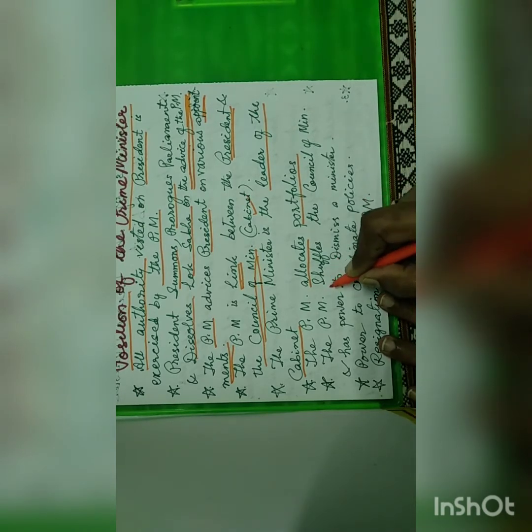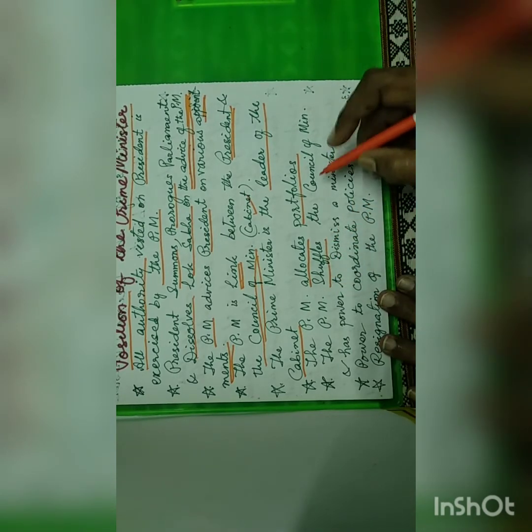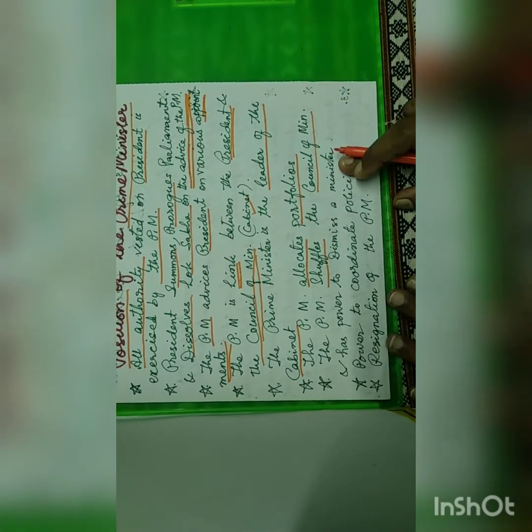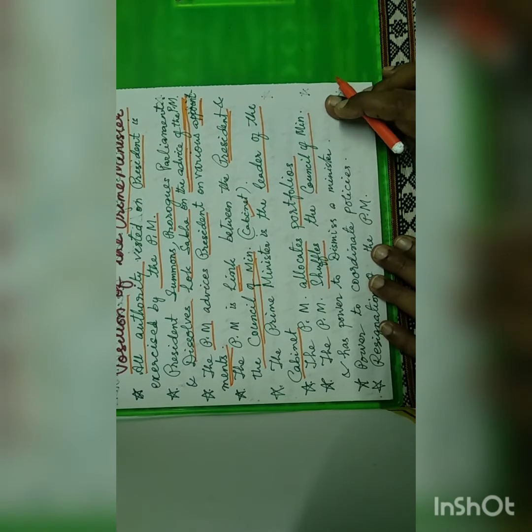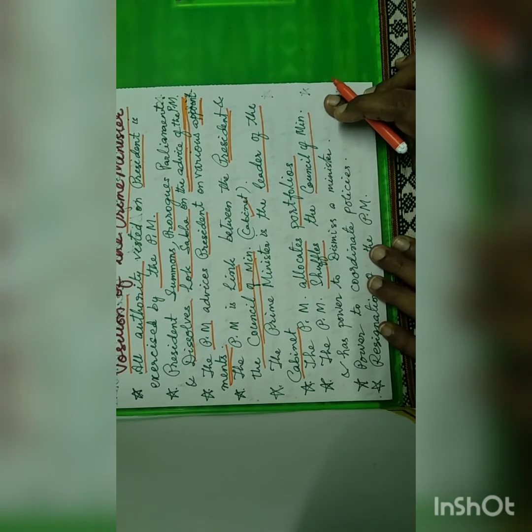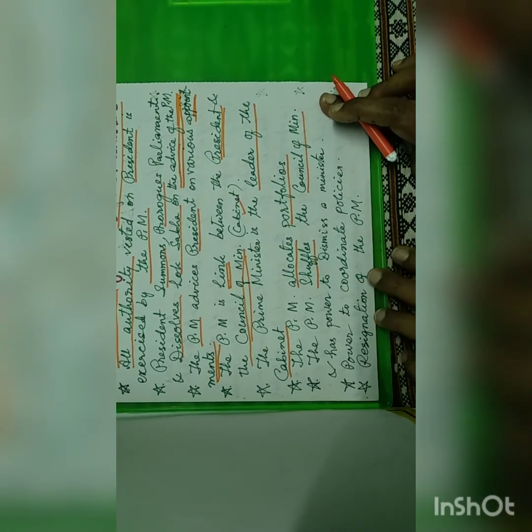The Prime Minister also shuffles or reshuffles the Council of Ministers. A minister of one department may be changed into another department, or a minister's position or portfolio can be withdrawn to give to some other member to become a minister. All this is done under the reshuffling of the Council of Ministers, which is a power of the Prime Minister. The Prime Minister also has the power to dismiss a minister.